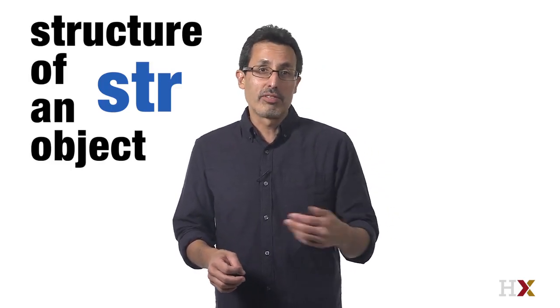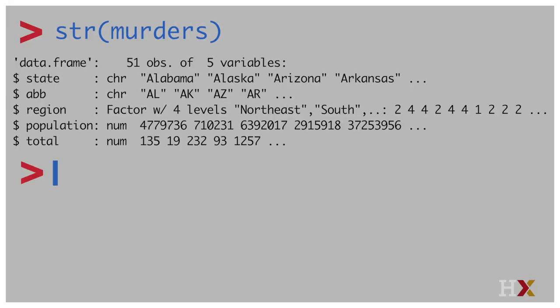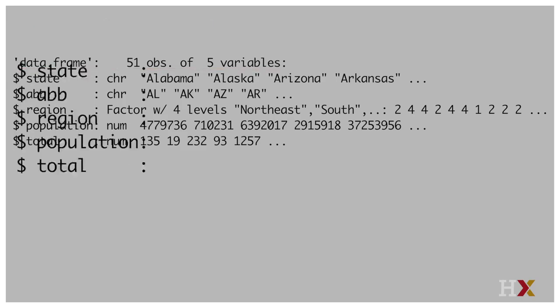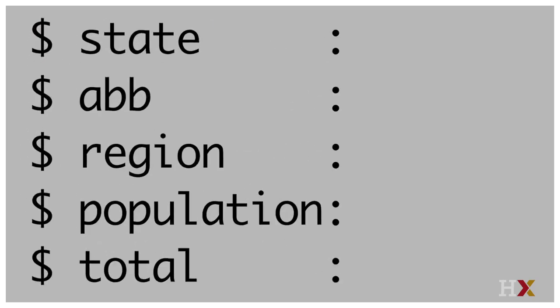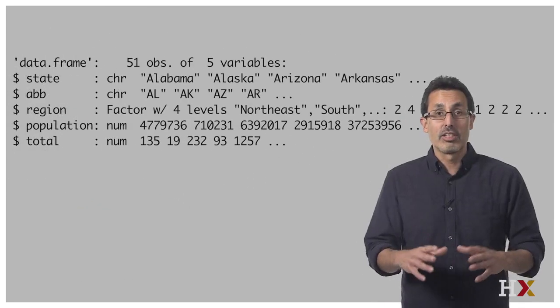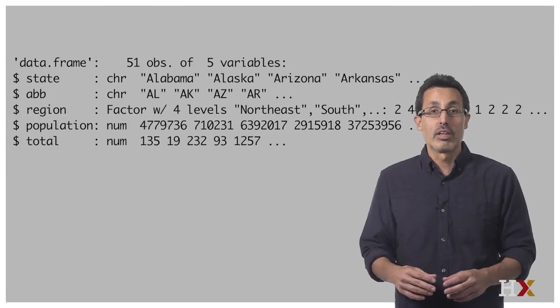But what is this object? How can we find out more about this object? The function str is useful for this. str stands for structure, and it shows us the structure of an object. If we type str(murders), it shows us that, for example, it's a data frame. It has 51 observations, 51 rows, and 5 variables. On the left, we can see the variable names: state, ab, which is abbreviation, region, population, and total. So this all makes sense. We can see that this is going to all be useful for answering our questions.